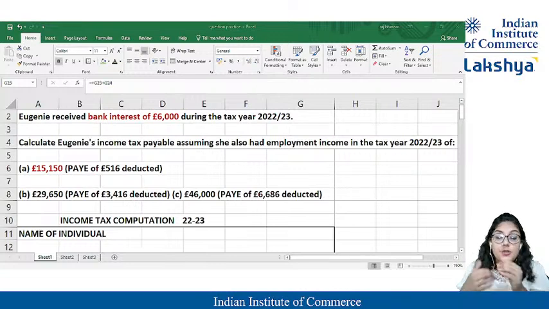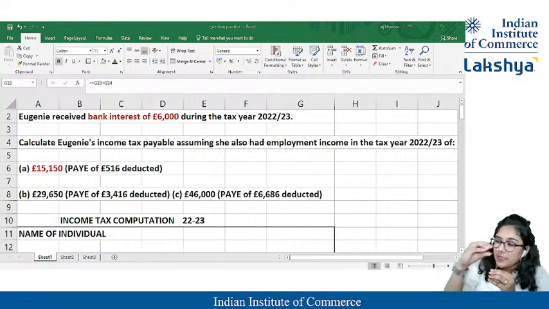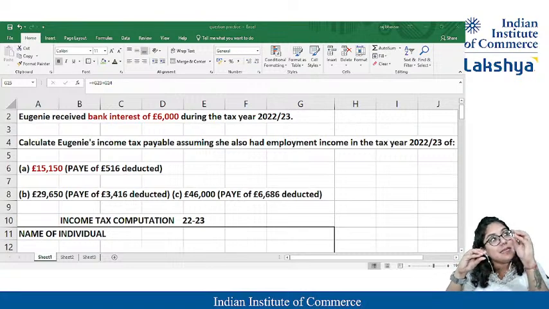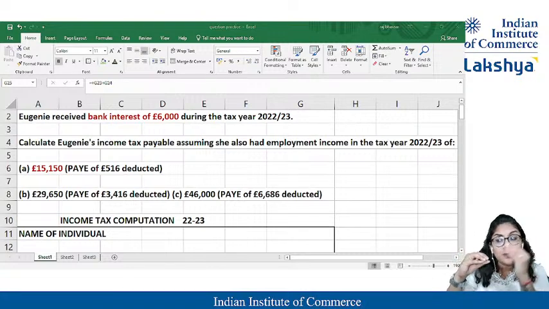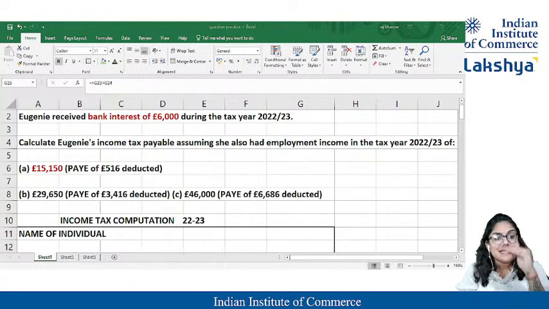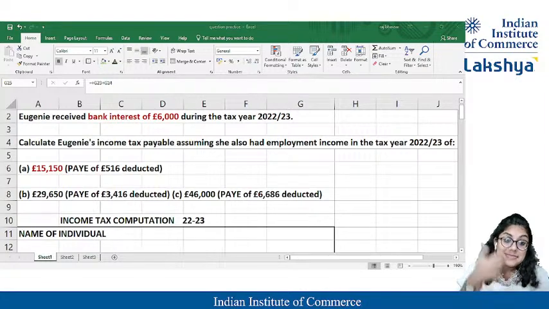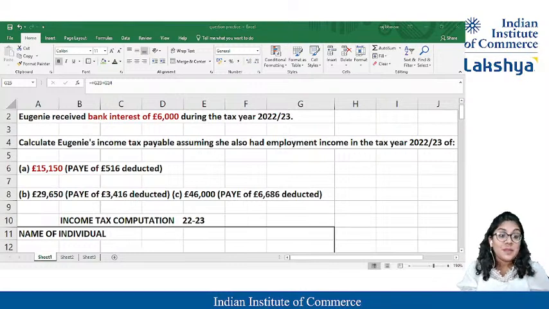If your non-saving income is less than 5,000, whatever remaining amount you can adjust against savings and avoid paying taxes. Along with that, for savings, if your income is less than the first band, then you get 1,000 as savings where you have to pay only 0% tax. And if it is beyond that, then you will have to pay normal tax.